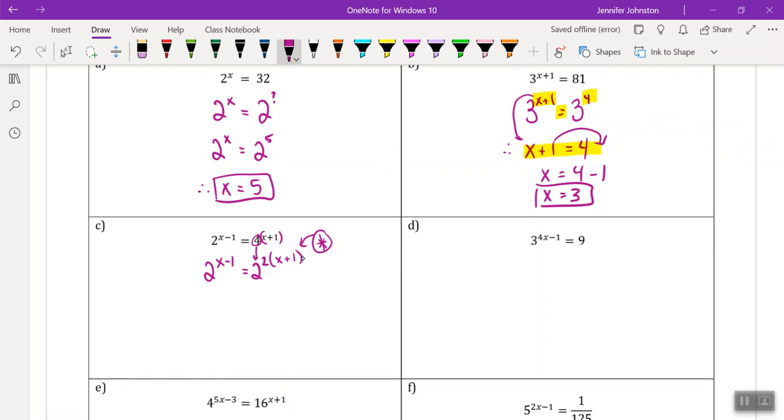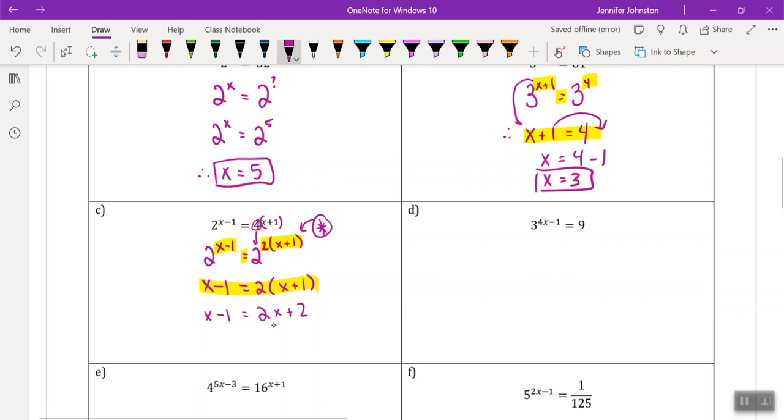So it's doubling everything here. Okay, so we've got the same bases. We can write this like this right here. So we have x minus 1 is equal to 2x plus 1. So we got x minus 1 is equal to 2x plus 2. That's the important part right here, is seeing that it is doubled.